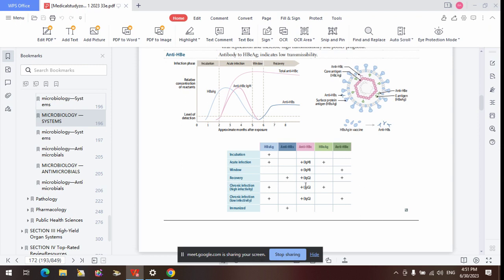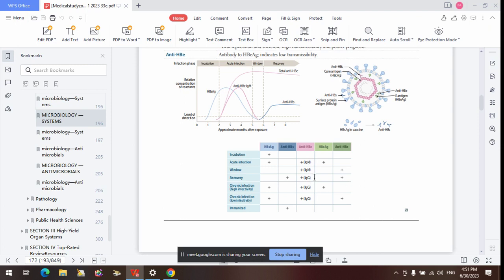So for the recovery, IgG antibody to the core will be present. And of course, you will also have produced antibody against the E, that envelope antigen. So that one too will be present, and that one is also present in the window. But the most important one for the window is actually the IgM to the core.